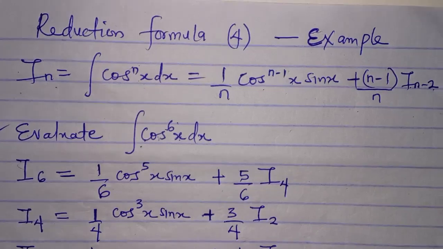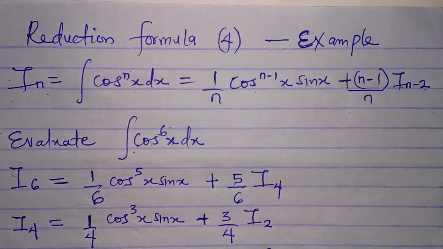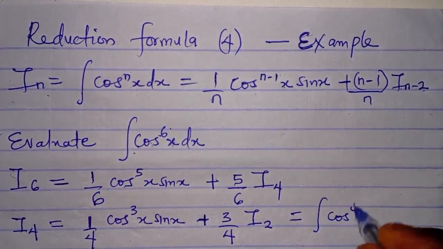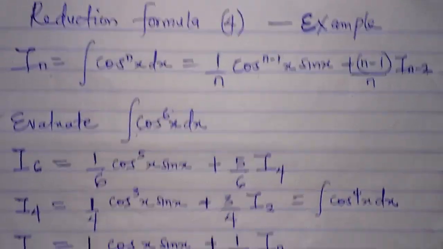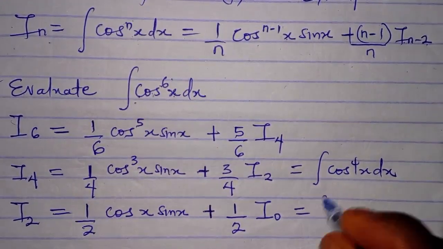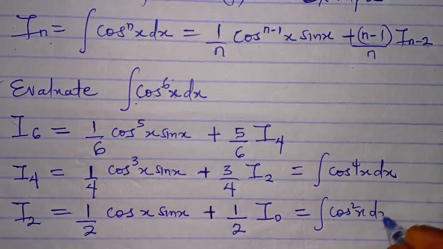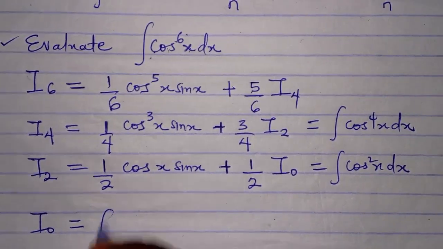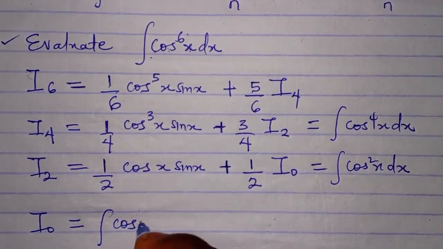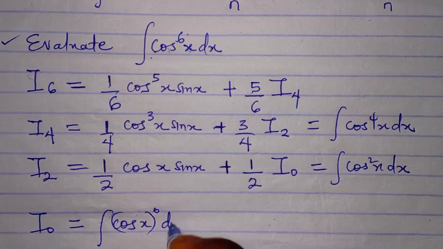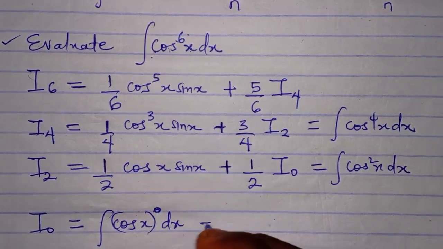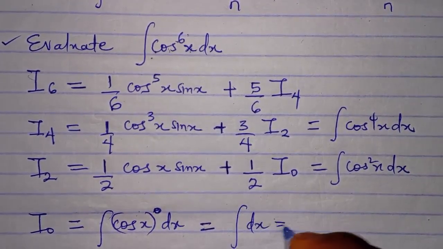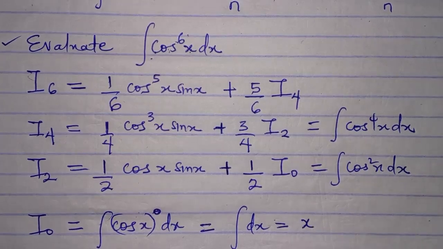I hope you know that I4 is the integral of cos^4 x dx. I should have written that earlier. And I2 is the integral of cos squared x dx. So I naught is the integral of cos x to the power of 0. Anything to the power of 0 is 1, so this is the same as saying the integral of dx. Integrate dx to get x.